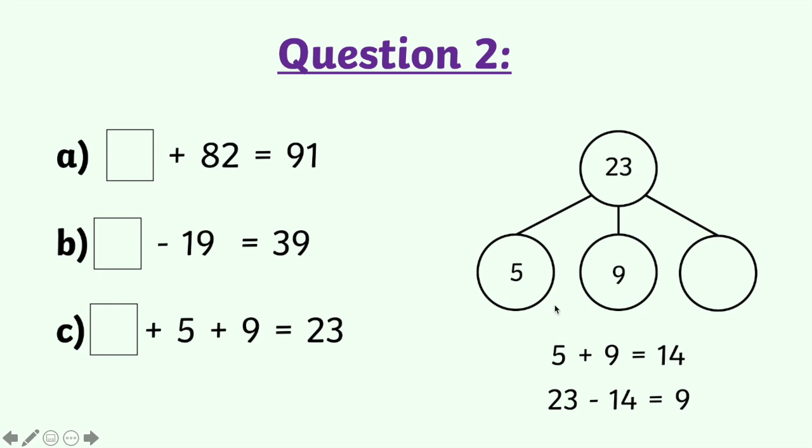But first I wanted to find out what 5 and 9 was altogether. So I did 5 add 9 equals 14, and then I did 23 take away both of those parts, which is 14, and my answer, what I had left, was 9. So the missing number here was 9. 9 add 5 add 9 equals 23. Okay, you've done a brilliant job so far. Let's have a look at the challenge.